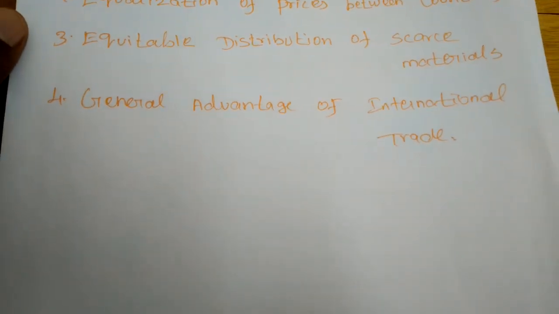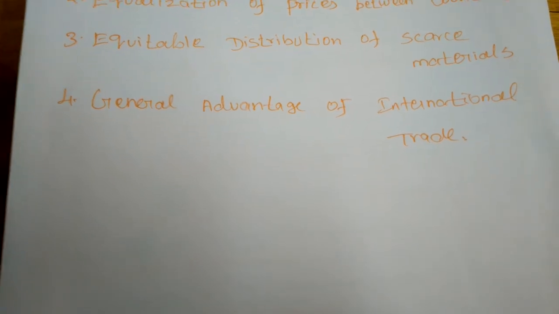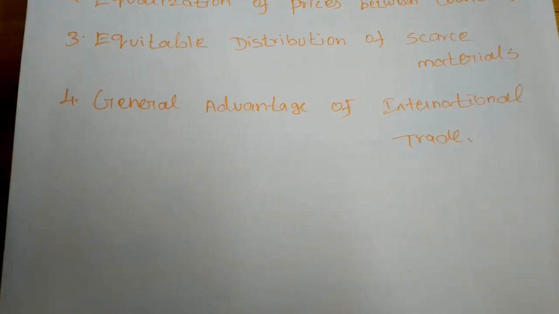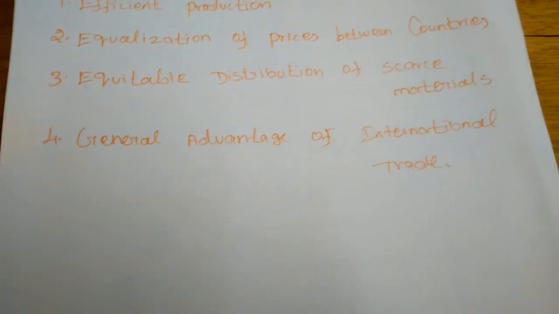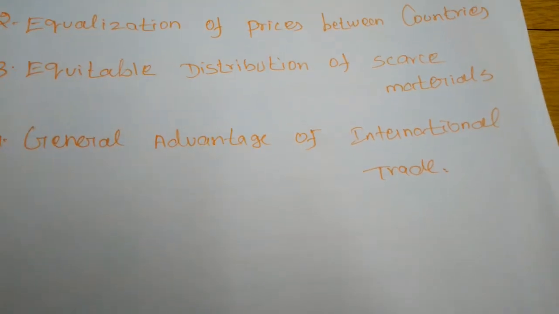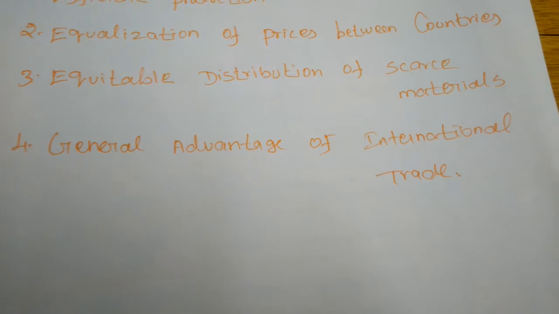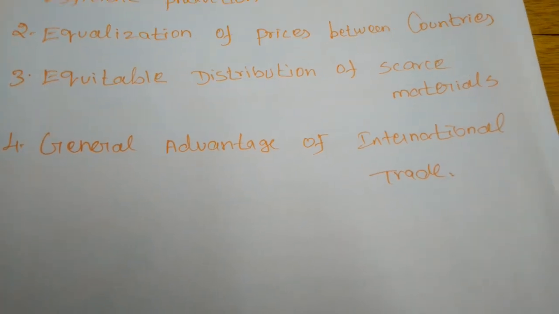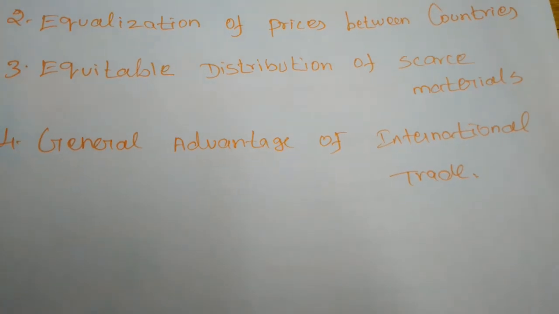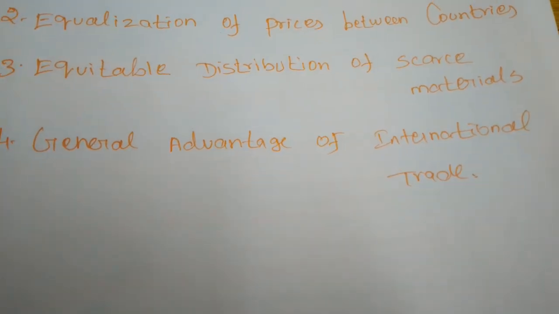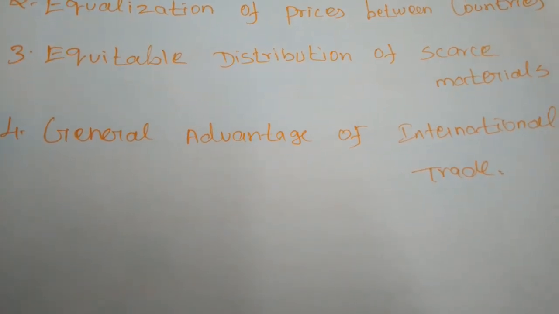Next, general advantages of international trade. So what are the general advantages of international trade? First, the availability of a variety of goods for consumption. When any nation deals with other nations, a variety of goods will be available for consumption. So throughout the world, all people have the possibility of using or consuming all types of products.